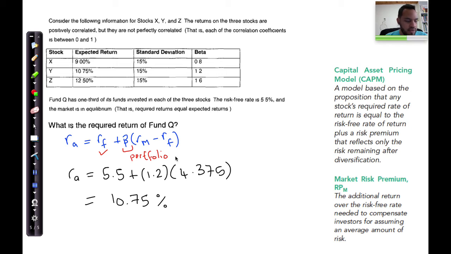Okay, now, yeah, so there we go, required return of fund Q. Beta of the portfolio, risk premium of the portfolio that we found earlier in 2.1.